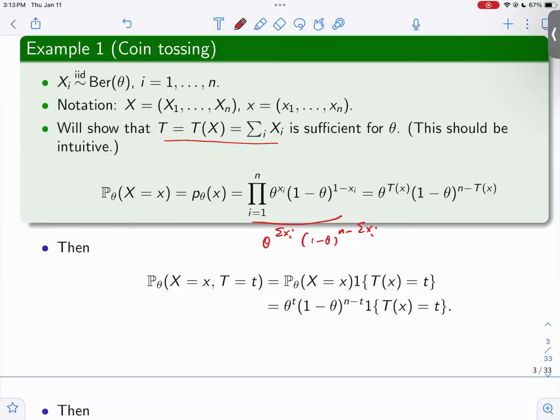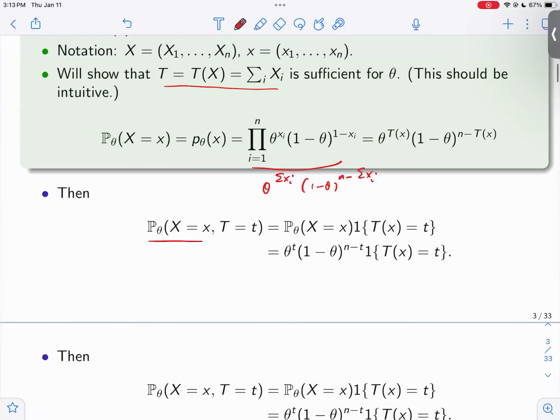So if I want to formally show that T is sufficient, I just have to calculate the conditional distribution of X given T. And for that, we start with the joint distribution, and then I divide by the marginal distribution of T. So P theta of X equal x, given T equal t, is P theta of X equal x, T equal t, divided by P theta of T equal t.